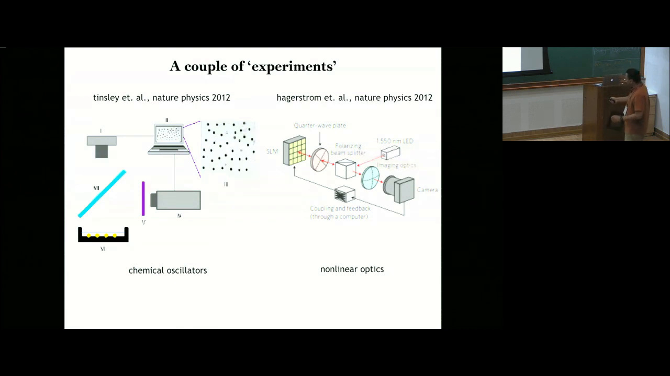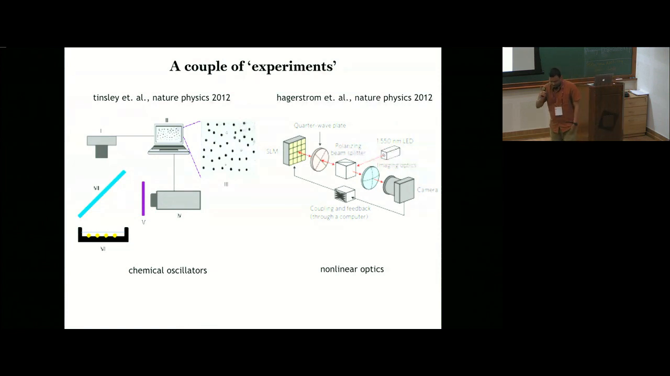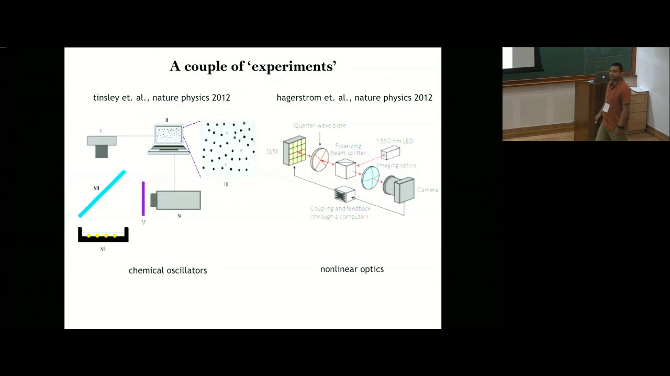The other experiment, by the group of Raj Roy and colleagues, used a spatial light modulator, an array of pixels, and the intensity of the pixel was the oscillator. And again, through a computer-controlled feedback, they implemented a coupling kernel between these oscillators, which allowed them to realize one region of this panel where all the pixels stayed synchronized and another region of the panel where they were desynchronized.